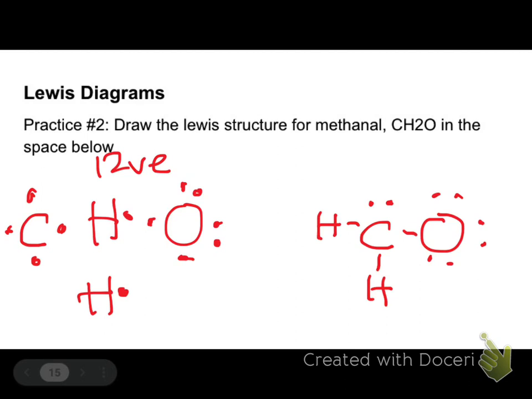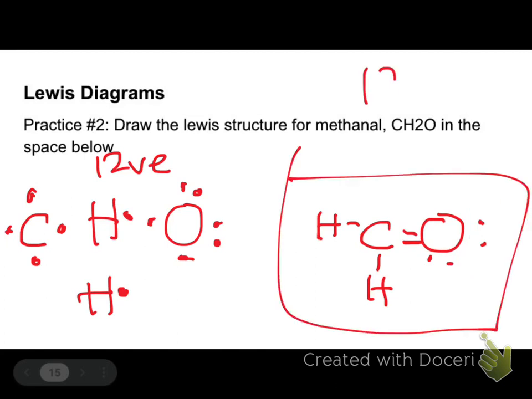Which atoms are going to do the sharing of this extra pair? C and O, because the hydrogens can't, right? So we're going to erase these off of both of them and instead make it a double bond. So now when we go through and count, carbon has 1, 2, 3, 4, 5, 6, 7, 8. And oxygen has 1, 2, 3, 4, 5, 6, 7, 8. Everybody has what they want, and we have our correct Lewis structure with 12 valence electrons. That's where we'll stop. We'll pick up again tomorrow.